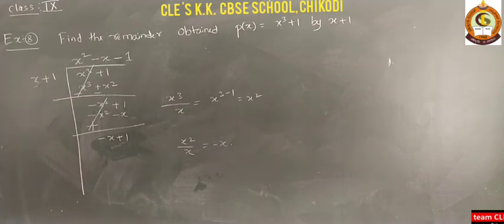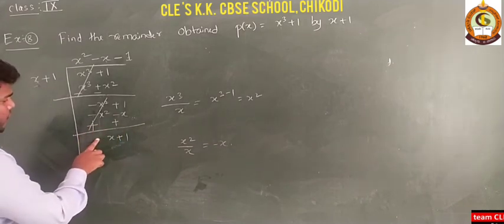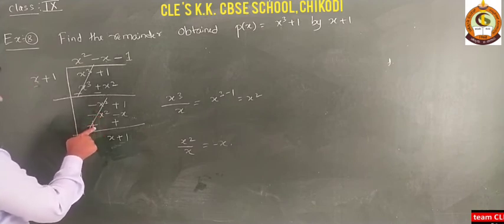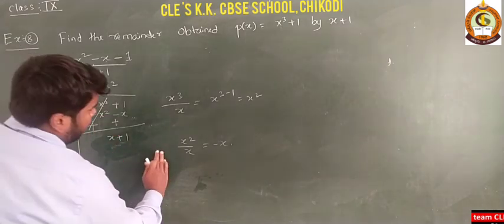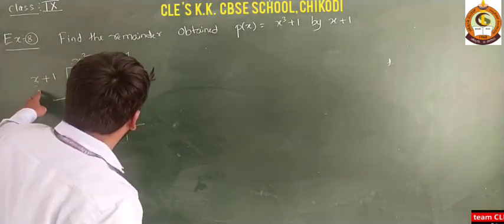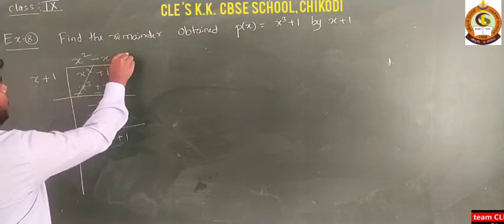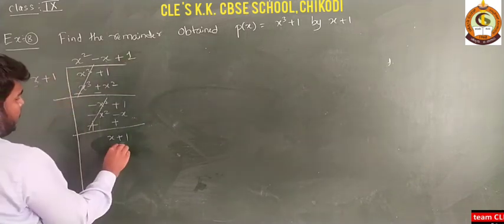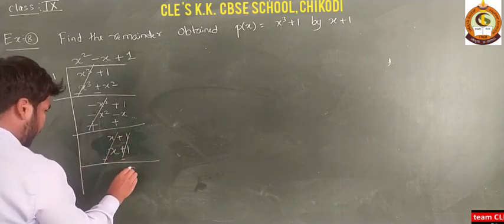Now we have to change the sign. So minus x square will become plus, and this minus will become plus, and remaining is only 1. So this is x plus 1. Now this is x plus 1, and now we have to consider the next quotient term. So see here, if I take 1 plus 1, that is 1 into x is x, and 1 into 1 is plus 1. So again minus minus, both get cancelled, and the remainder is 0.